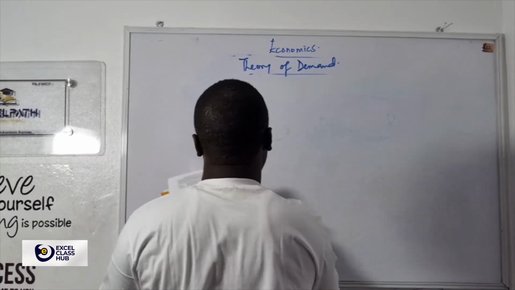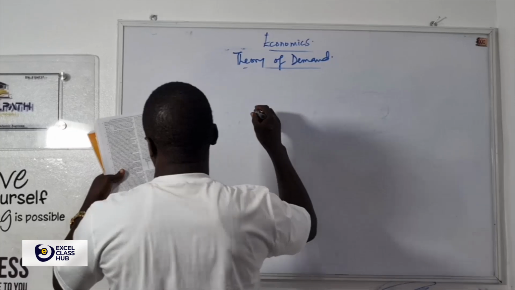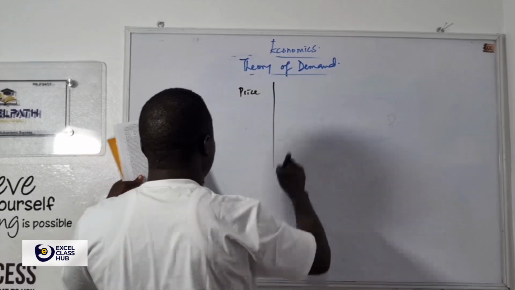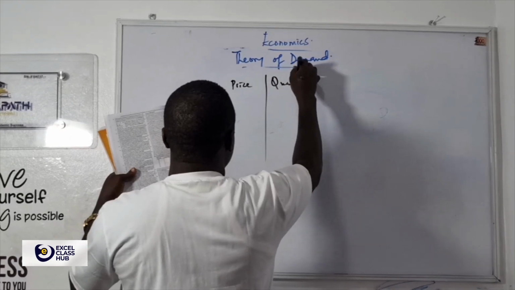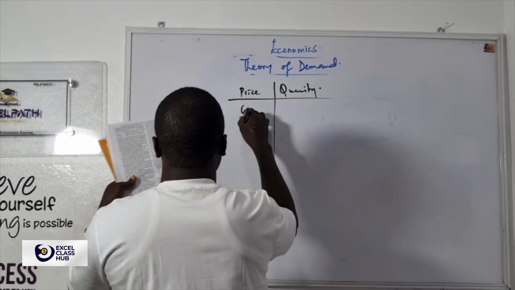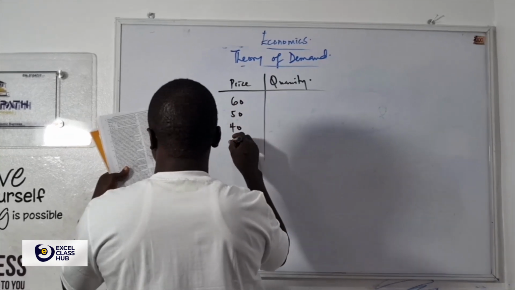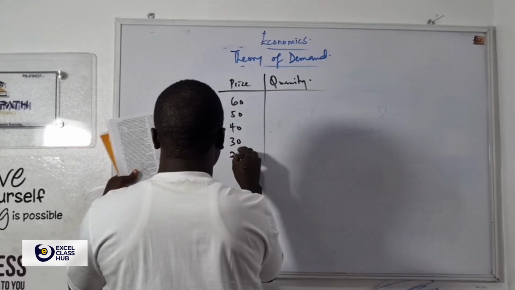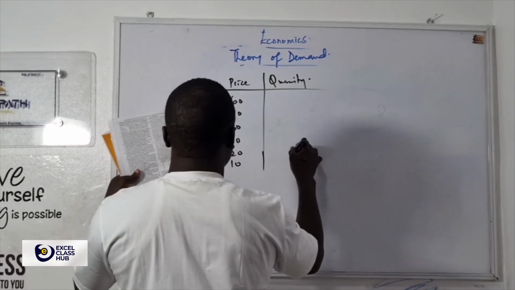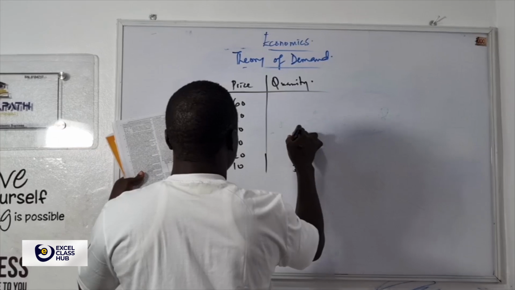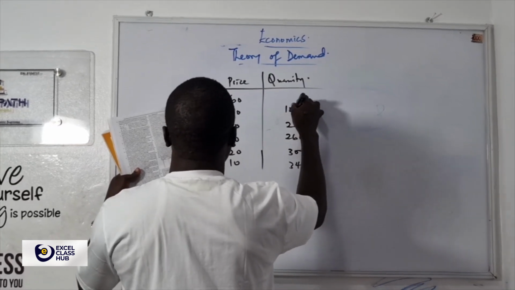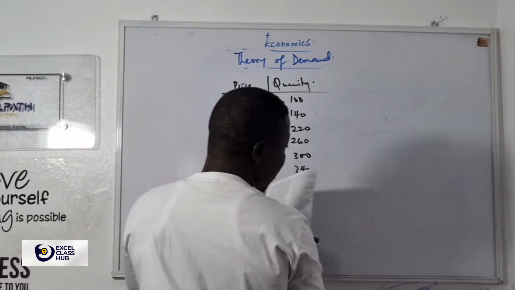1986, question 17. We have price, we have quantity. Price: 60, 50, 40, 30, 20, and 10. Quantity: 340, 300, 260, 220, 140, and 100. That's the table we have there.